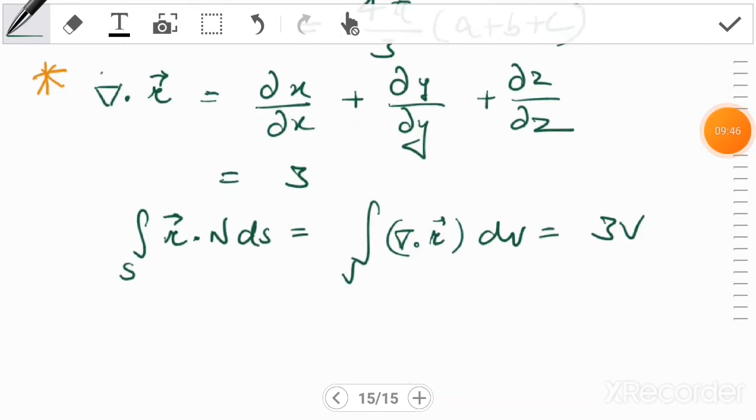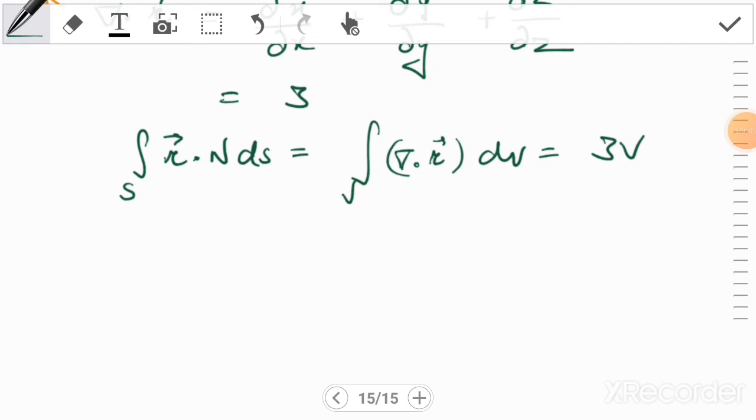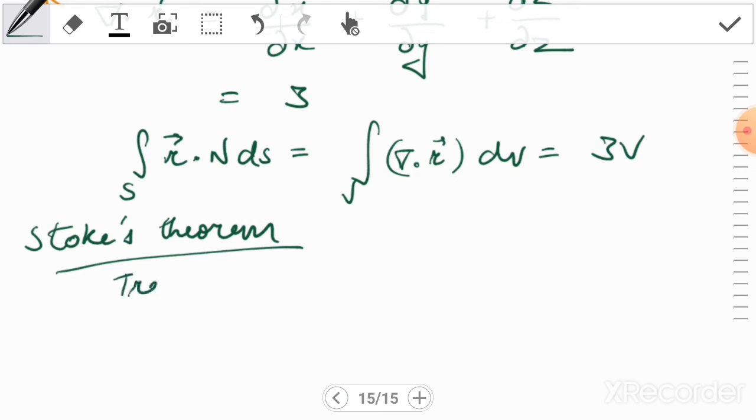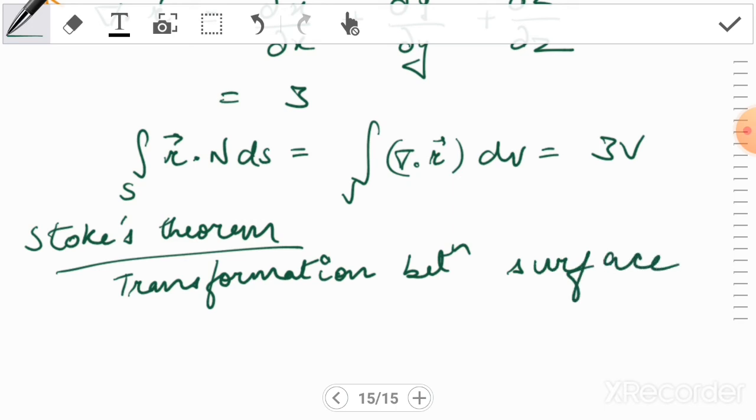Okay, next is Stokes theorem. Stokes theorem is the transformation between surface integrals and line integrals.